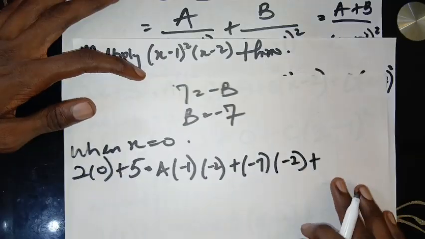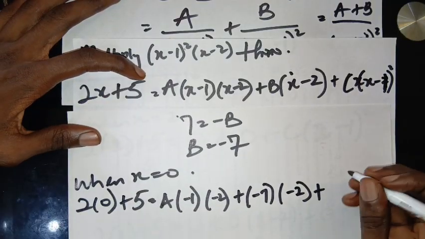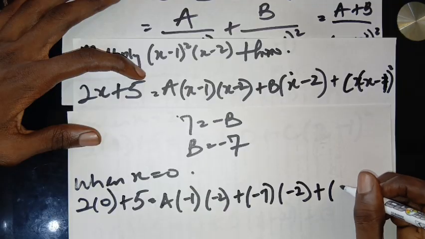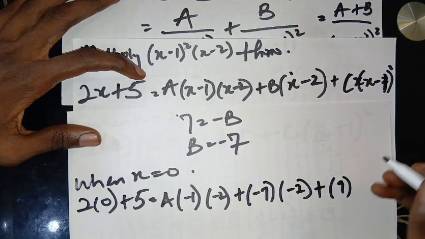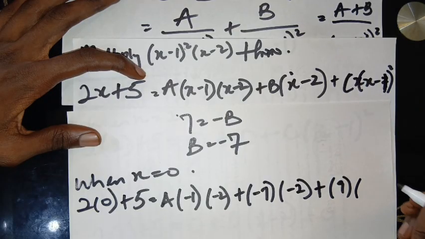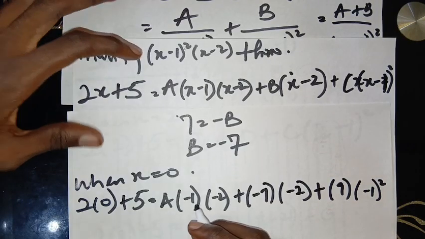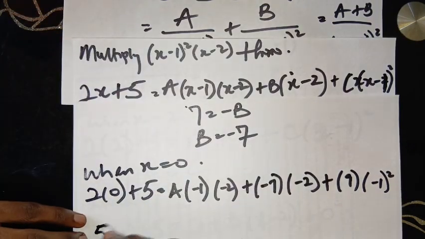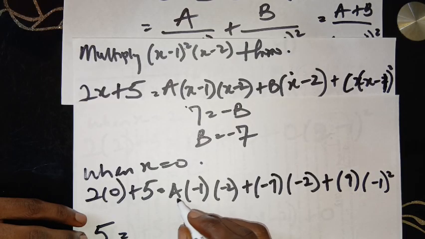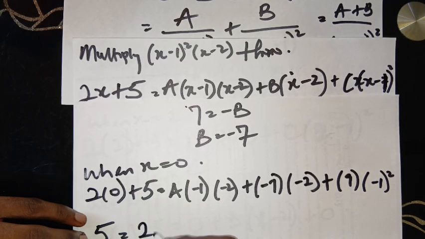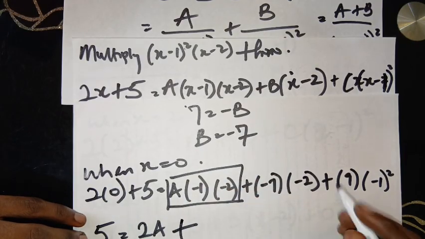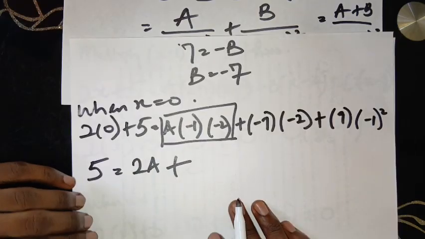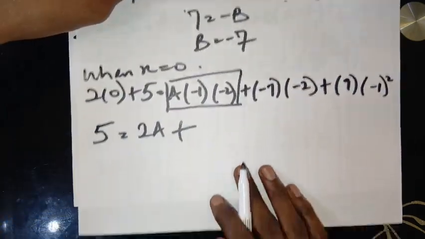What's our c? You have c to be 9. c to be 9, multiplied by 0 minus 1 squared. So we are having something like this will be 5, since this will give us 0. That will give us a times minus 1 times minus 2, that will give us 2a. All of them are still together.